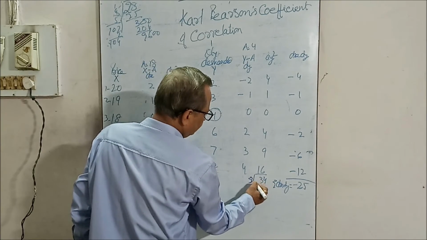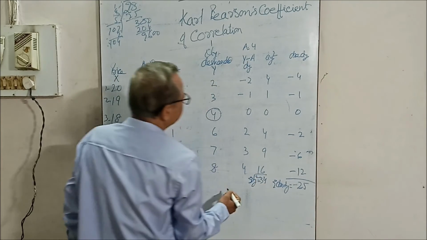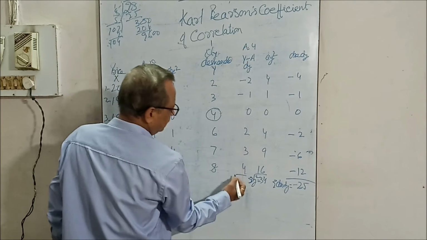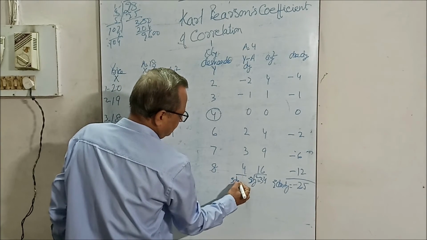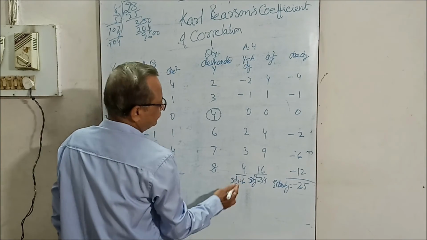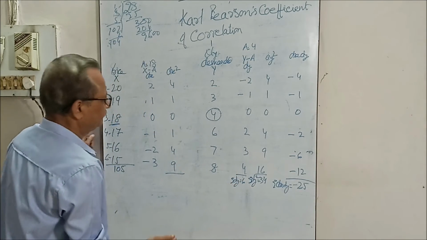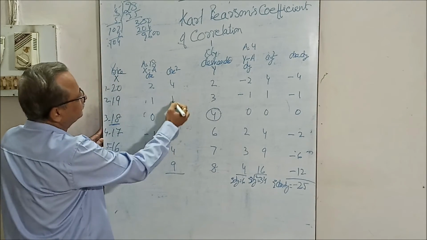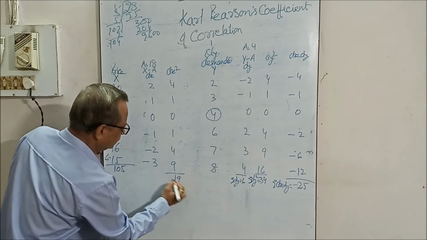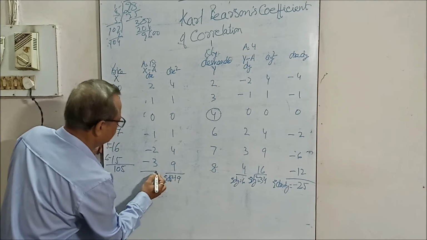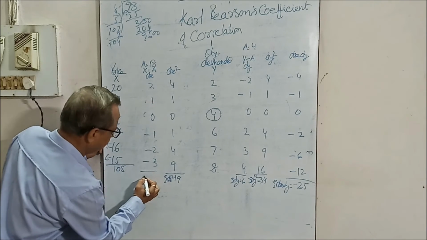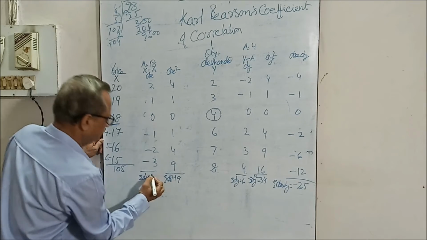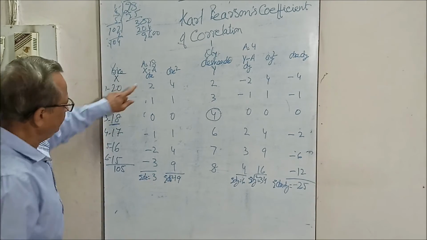This total is 34, dy square. dx dy is equal to minus 25. Sigma dx is 3, sigma dy is 6. Let me check again.